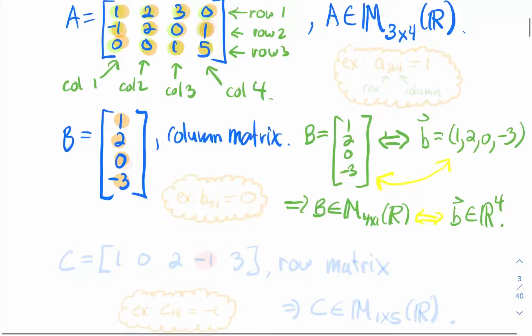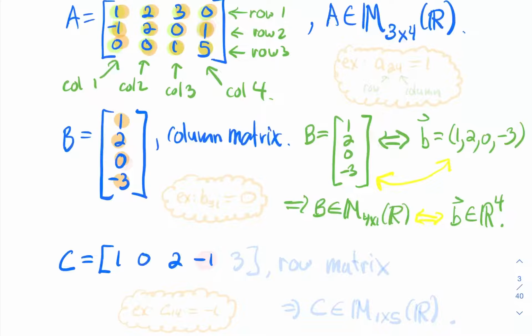And then one more example, just to have an example of a row matrix. Suppose C is the matrix 1, 0, 2, minus 1, and 3. That's an example of a matrix with only one row. So this is a row matrix, and that row matrix has 5 columns. So if we use the correct notation, C is an example of a 1 by 5 matrix with real entries.